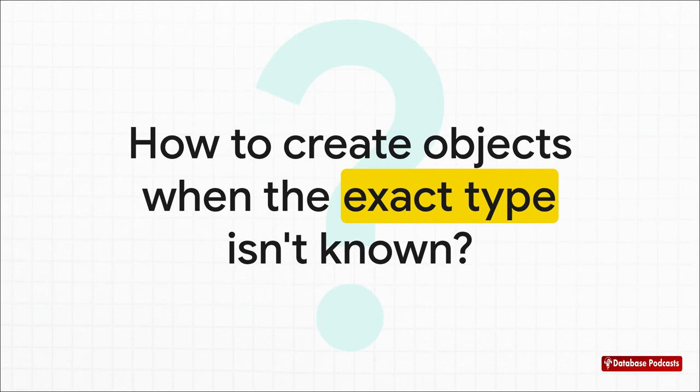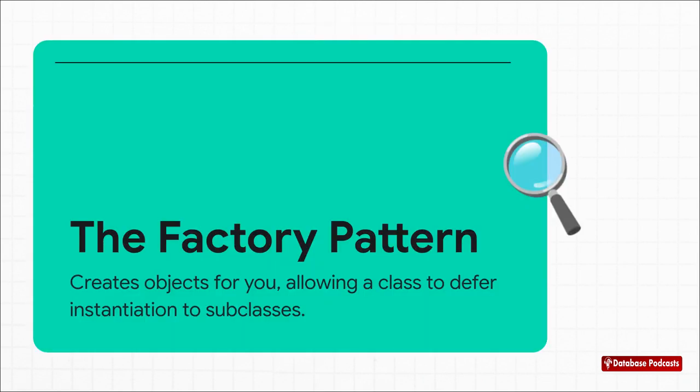Okay, next challenge. What if your application needs to create an object, but you don't actually know the exact class you need until the program is running? Think about needing a database connector. Should it be for MySQL or Postgres or something else? The user might choose that from a config file, so you can't hard code it. This is the perfect job for the factory pattern.